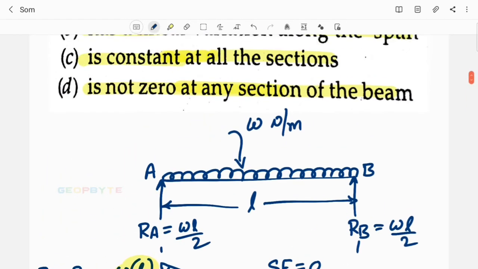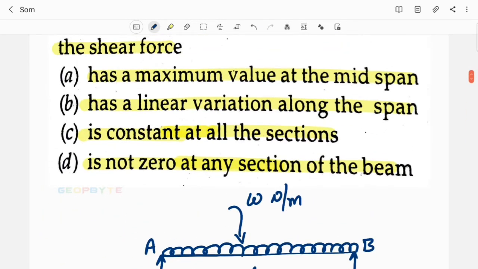Now look at the options. A, has a maximum value at the midsection? No. At the midsection the shear force is 0. B, has the linear variation along the span. Absolutely correct. The shear force diagram is linearly varying from one end to the other end. Therefore option B is absolutely correct. I hope you clearly understood. Let us go for the next problem.